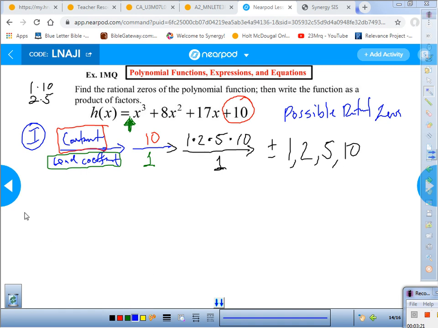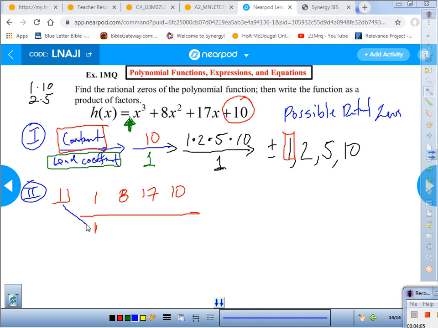Step 2, we need to test these using synthetic division. Where do I start? I start with the first one. So I write 1 and divide that in here using synthetic division. That means I'm only using the coefficients: 1, 8, 17, 10. Bring down the first number. Always you bring it down the same way. And then we start with the process we already know.